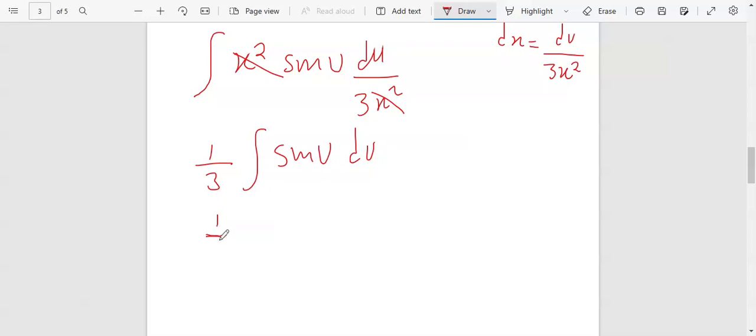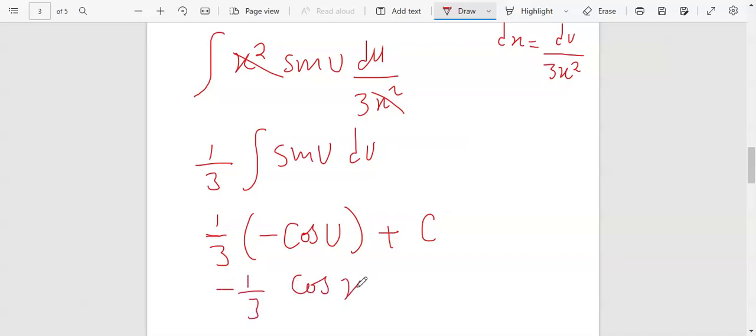So what's the integral of sine of u? I already wrote down that table, remember. What's the integral of sine of u? Are you sure? Negative cos of u. Then just add the constant c. And then substitute back where there is u. So this is going to be negative 1 over 3 cos, where there is u, you put now x to the power 3, and then plus c. So this is the integral. So basically this is integration by u substitution.